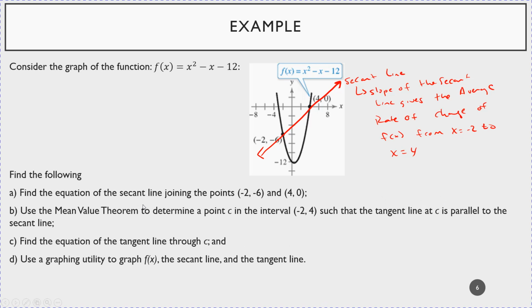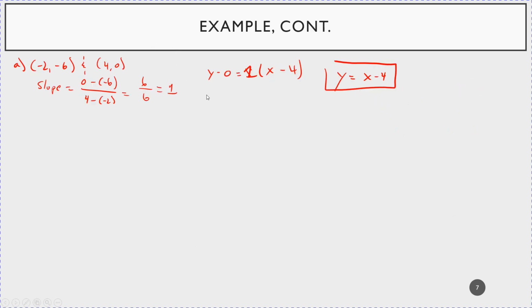So what's important here is parallel lines have the same slope. So you're going to find f prime of x. Well, f prime of x here is just 2x minus 1. And so then what you're going to do is say, okay, I want the slope of the tangent line to have the same slope as this line over here. So you're going to set this equal to 1, and you're just going to solve. So you're going to be left with 2x is equal to 2, and you're going to get x is equal to 1.